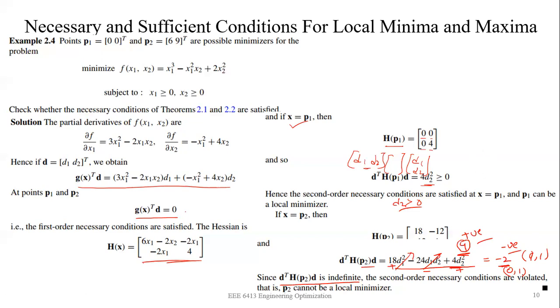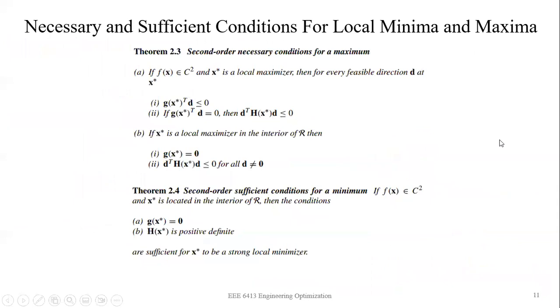So next, try to see the necessary and the sufficient condition for a local minimum. So now the theorem, 2.3. This is the necessary condition for a maximum. Actually, there's a reverse one, so we are not going to cover that in detail. We are just generalizing the minimizer. So you just have a look at that one.